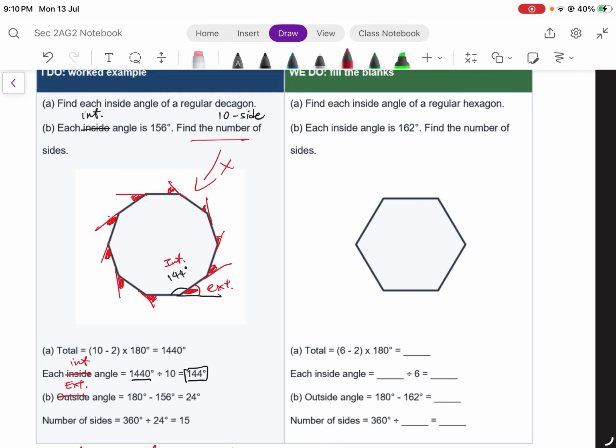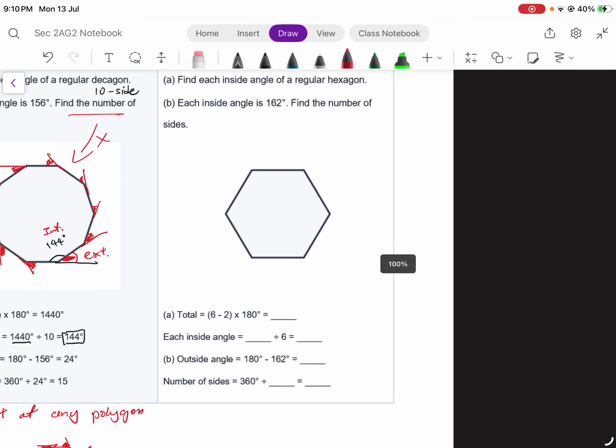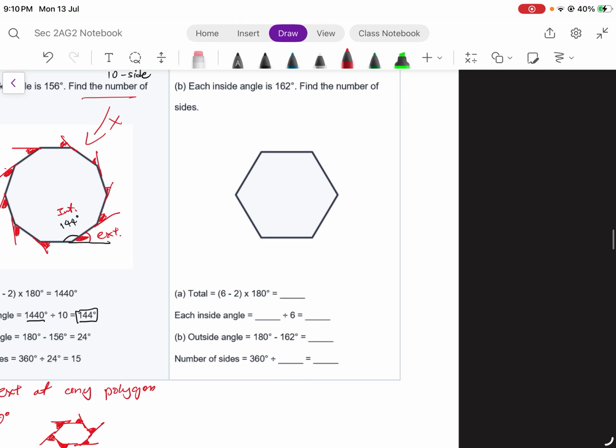Okay, it should all add up together to 360. Find the inside angle of a regular hexagon. A hexagon is 6-sided, so 6 minus 2 is 4. 4 times 180, so we know it's 720 degrees. For each inside angle, since it's 6-sided, 720 divided by 6 gives me 120. So each angle here is 120.